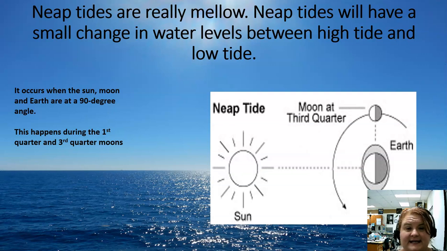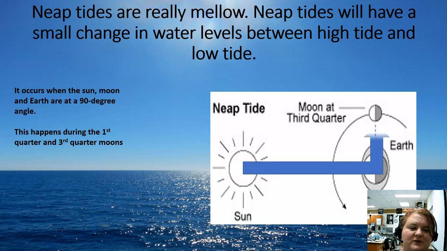The next one is the neap tide. Neap is really mellow. Neap tides have a small change in water level between high tide and low tide. It is, of course, noticeable, but it is much less dramatic than it is with the spring.